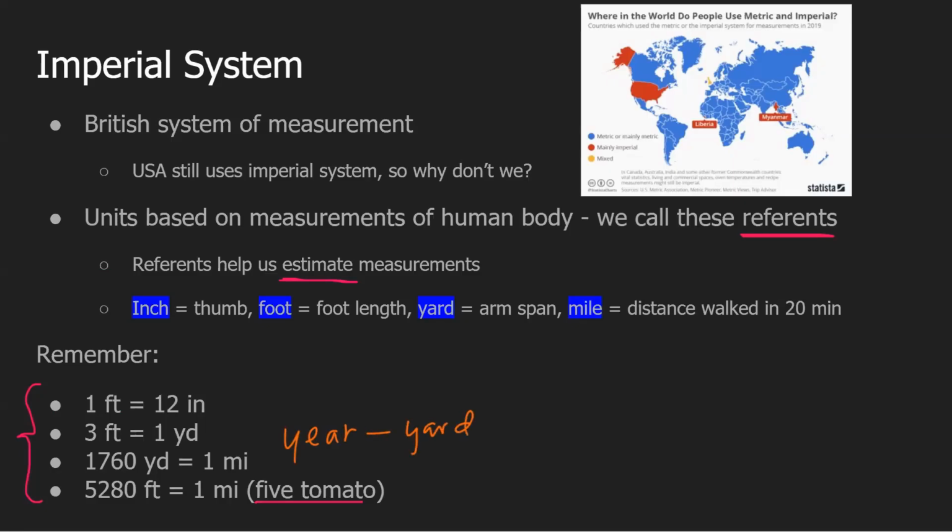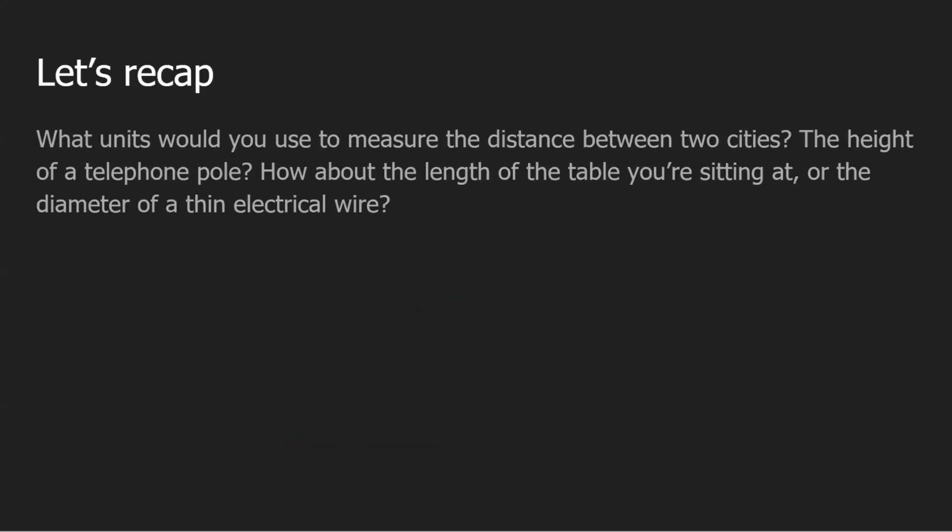At the bottom, you can also take a look. This number, wow, 5,280 feet in 1 mile. For this number, a lot of people like to say each of the digits separately, so 5280. If you say it quickly, it'll start sounding like 5 tomato. So 5280, 5280, 5 tomato. Hopefully this helps you. Let's do a quick recap.